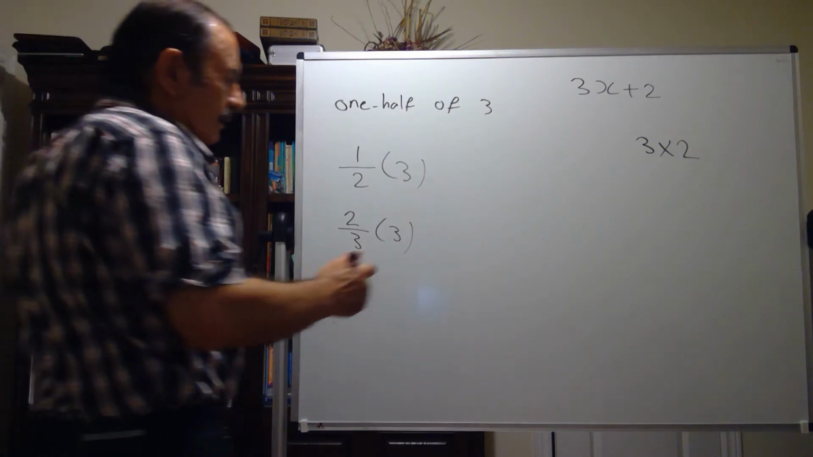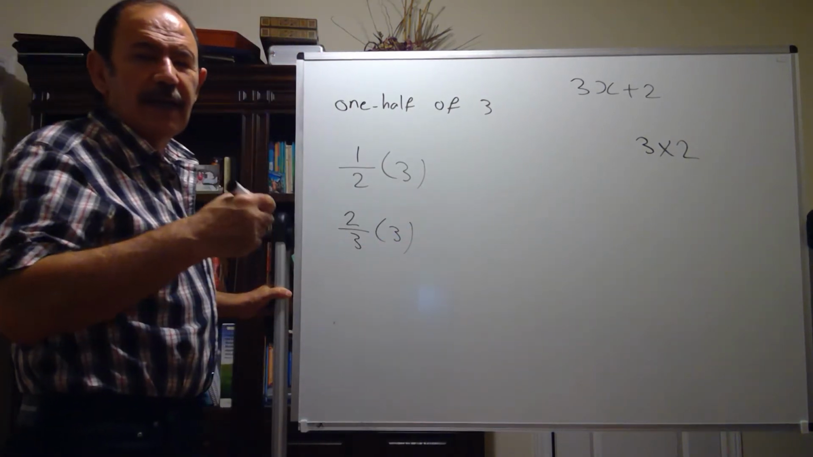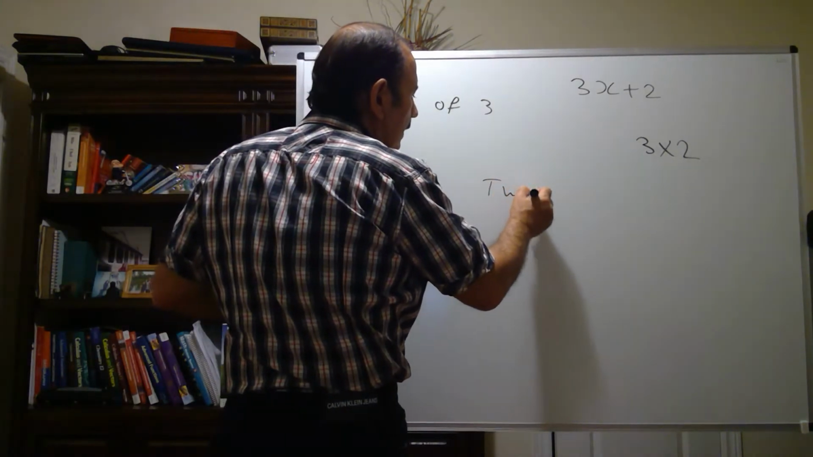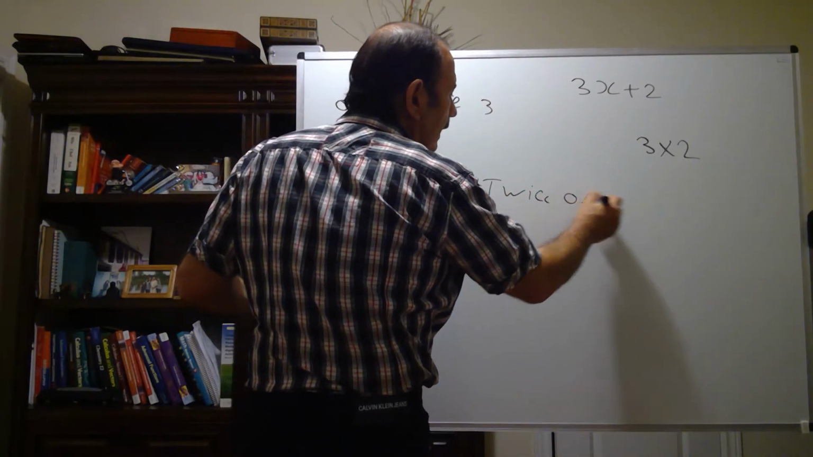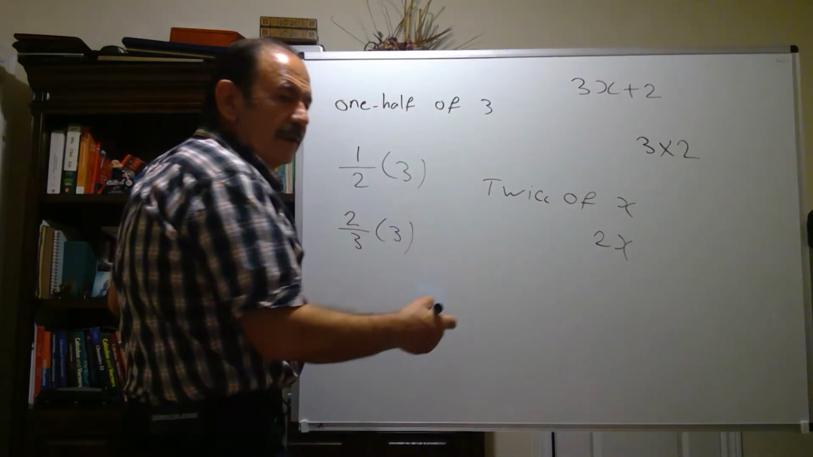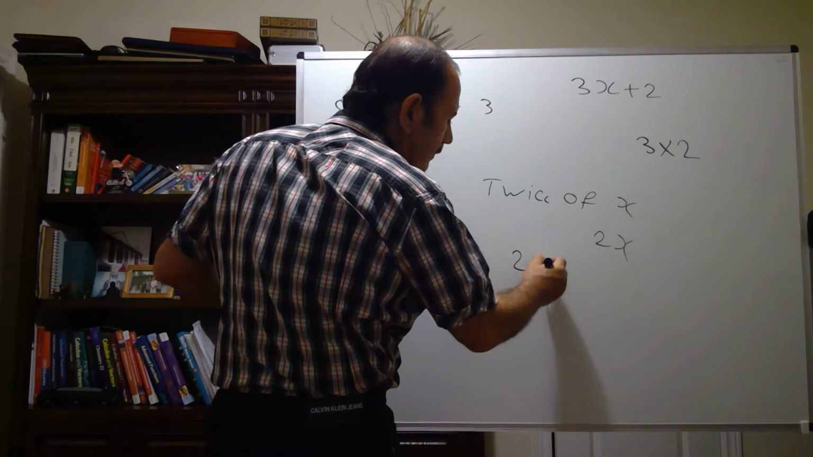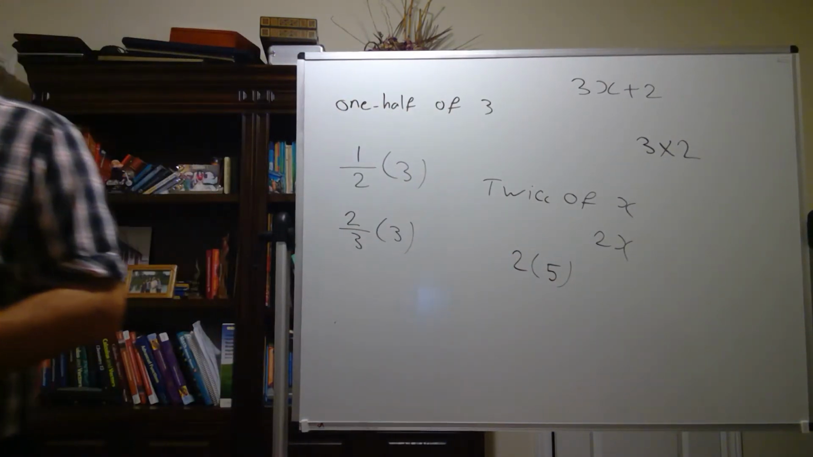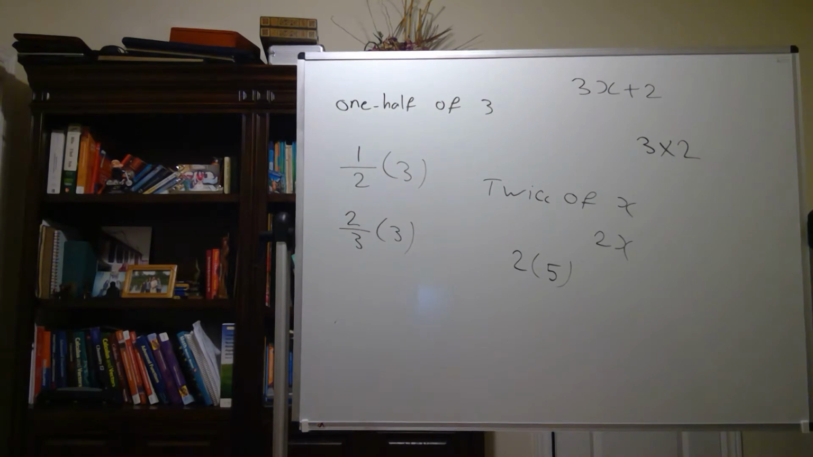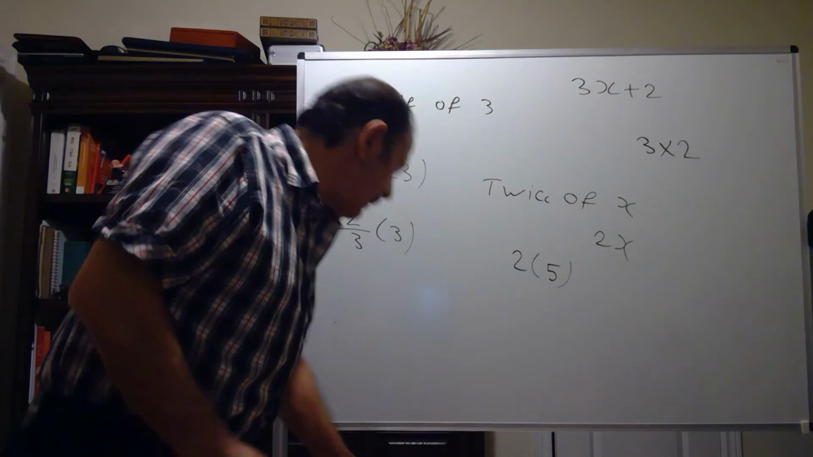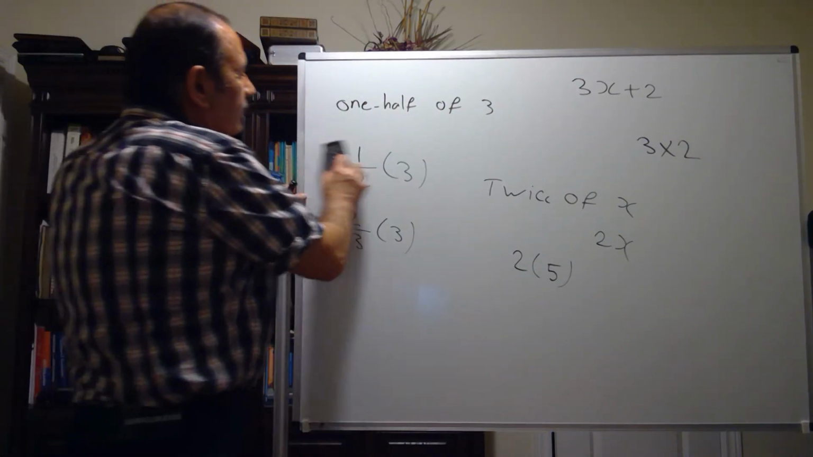Twice of 3, twice of x as an example. Twice of x is going to be 2x. Twice of 5 is 2 times 5. Again it means multiplication. And we have the same thing for division, and we have the same thing for power. Division: one thing that we need to learn about division.